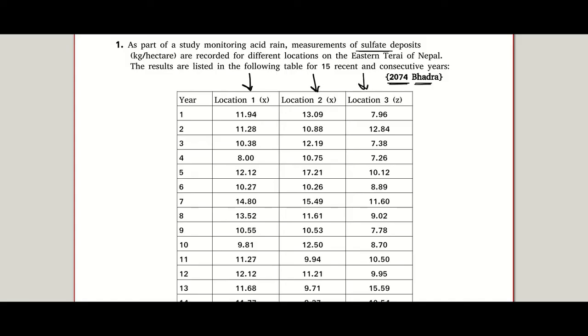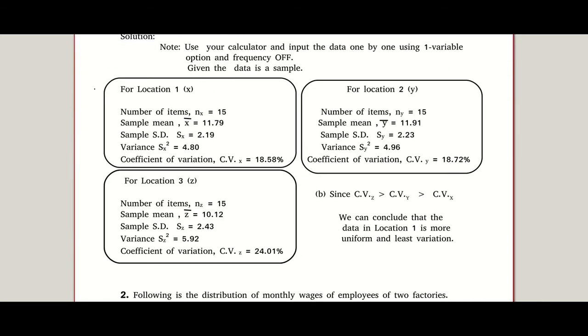So what you do is you calculate the mean, standard deviation, and all those stuff they have asked, by putting your calculator into one variable mode, and you have to do it again and again. Okay, and finally you can write your conclusion like this.